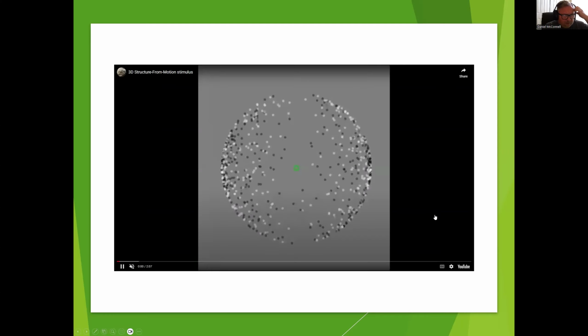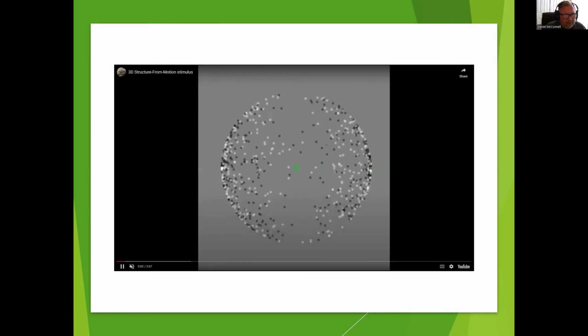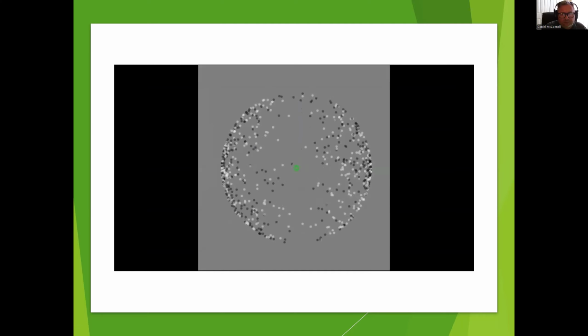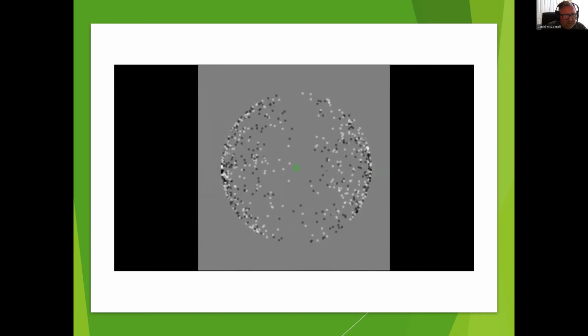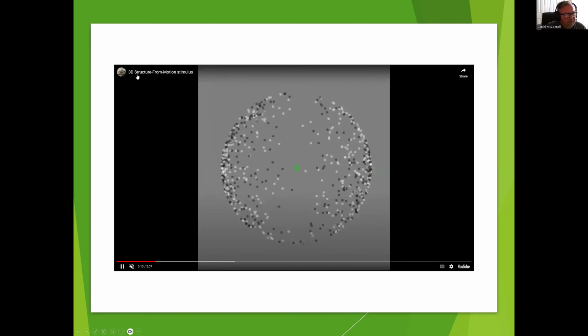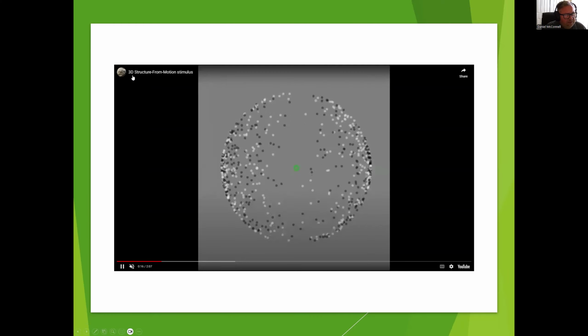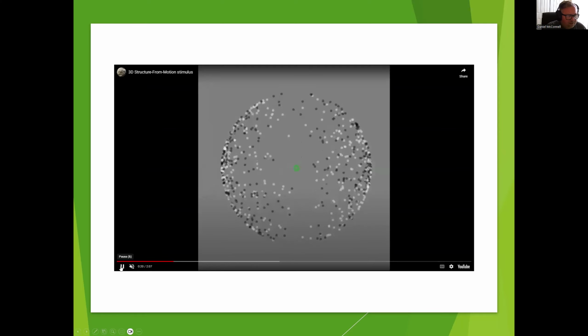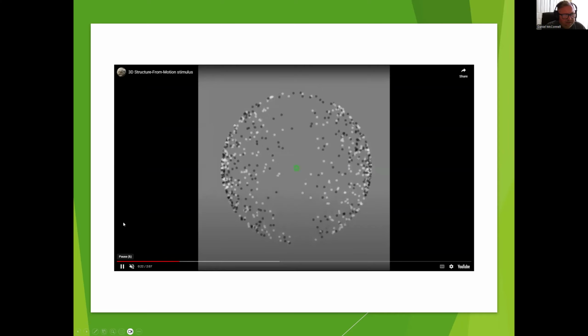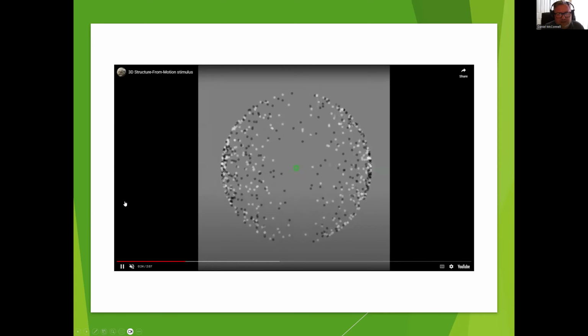Here's another one. So now we have a sphere rotating around a horizontal axis. Bit more obvious and apparent, I think, that we are seeing that. Now notice as I move the mouse here, the video is titled 3D Structure from Motion. So that's another way to talk about what I previously labeled the kinetic depth effect.